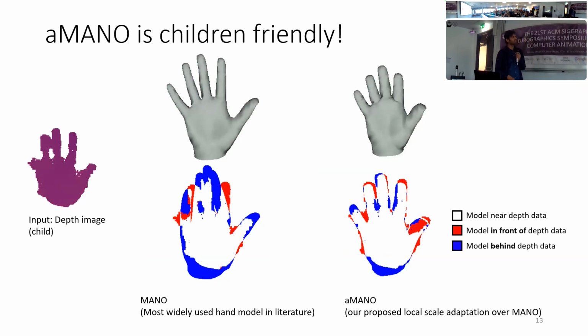So let's revisit this example of a child's hand, and the explicit local control that we now have enables us to fit our model more accurately to a child's hand. So we see less red and blue regions, and the shape mesh has been adapted to the user's hand very nicely. Okay, so far so good.